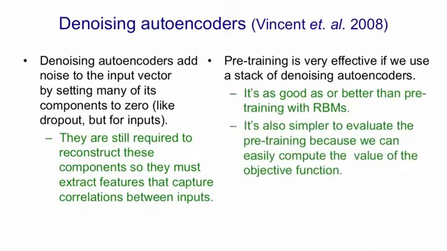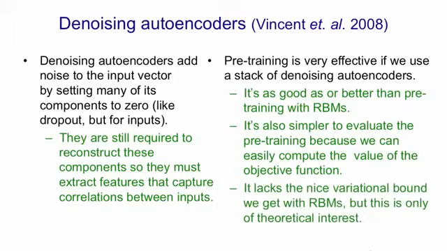It's also much simpler to evaluate the pre-training using a denoising autoencoder, because we can easily compute the value of the objective function. When we pre-train a restricted Boltzmann machine with contrastive divergence, we can't compute the value of the real objective function we're trying to minimize, so we often just use the squared reconstruction error, which is not actually what's being minimized. In a denoising autoencoder, we can print out the value of the thing we're trying to minimize, and that's very helpful. One disadvantage of the denoising autoencoder is that it lacks the nice variational bound we get with restricted Boltzmann machines, but that's only of theoretical interest because it only applies if the restricted Boltzmann machine is trained with maximum likelihood.